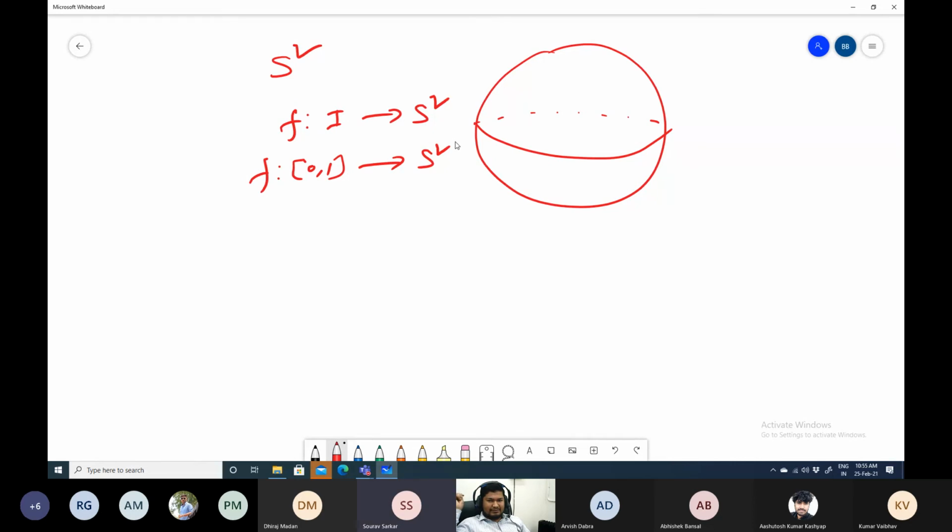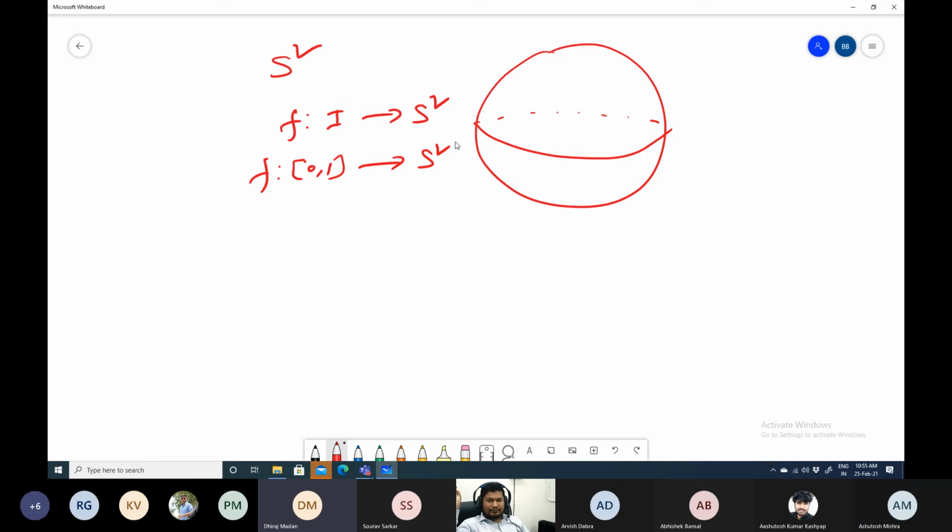If we delete one point from I, it will be disconnected, but the sphere will be connected. So what? But we did not get any contradiction, right? If f is a continuous function, then it should map connected sets to connected sets. But it does not mean that a continuous map goes from disconnected to disconnected. That is not true.